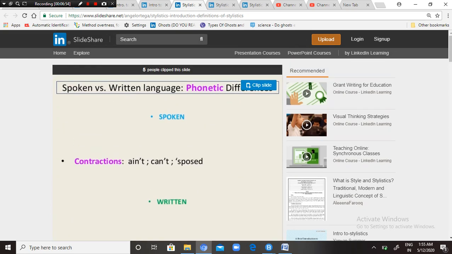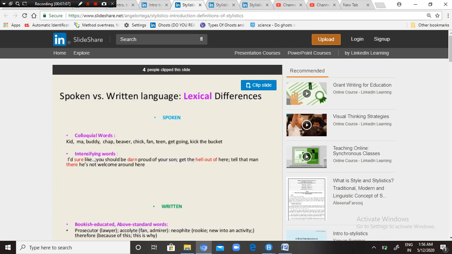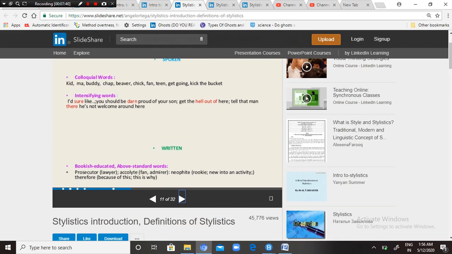So, spoken versus written language: phonetic differences. Spoken: contractions like can't, suppose. Written: full forms. Spoken: colloquial words like kid, mean, buddy, champ, behavior, click, friend, team, catch going, kick the bucket. Intensifying words: I should, like you should, dear, proud of your son, and get the hell out of here. Tell that man there he is not welcome around here. Written: booked, educated, above, set into words, procedures.